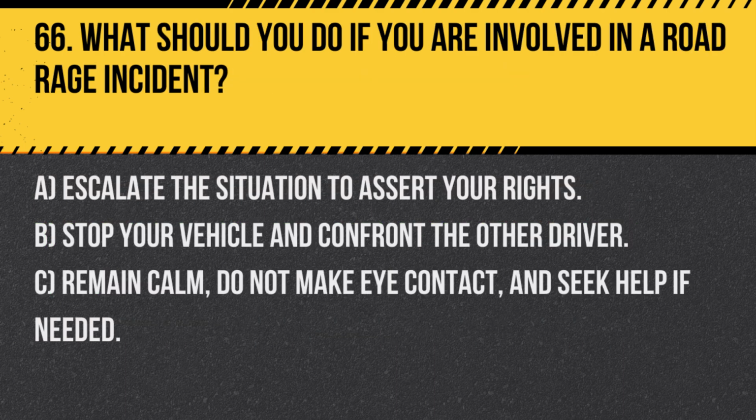Question 66. What should you do if you are involved in a road rage incident? A. Escalate the situation to assert your rights. B. Stop your vehicle and confront the other driver. C. Remain calm, do not make eye contact, and seek help if needed. Answer: C. Remain calm, do not make eye contact, and seek help if needed. Avoiding escalation is key to staying safe in road rage situations.